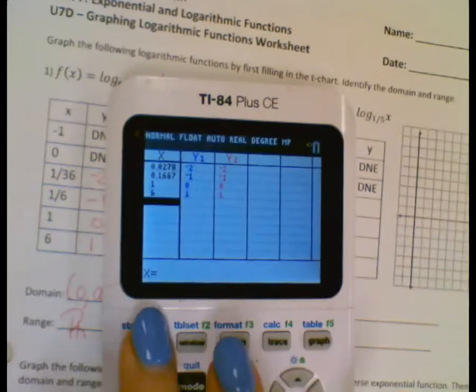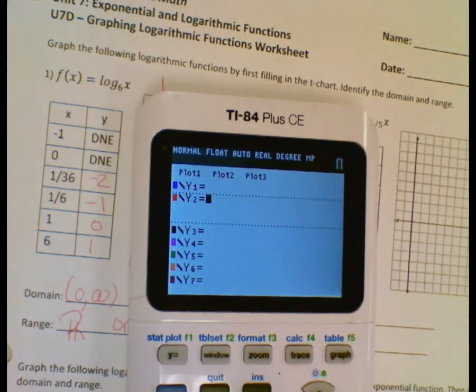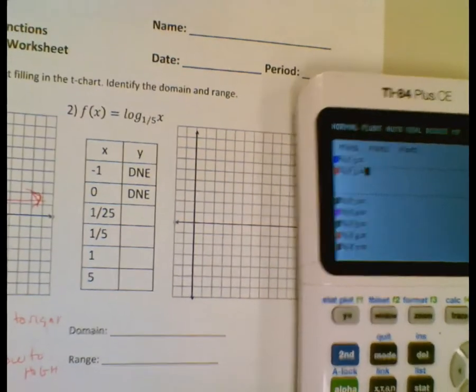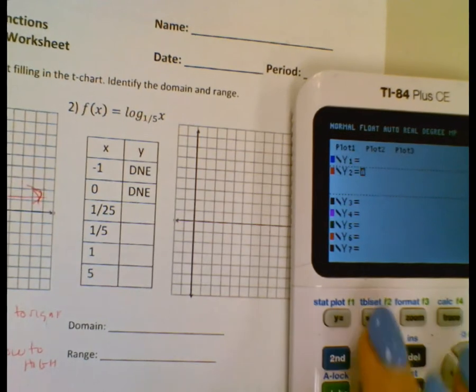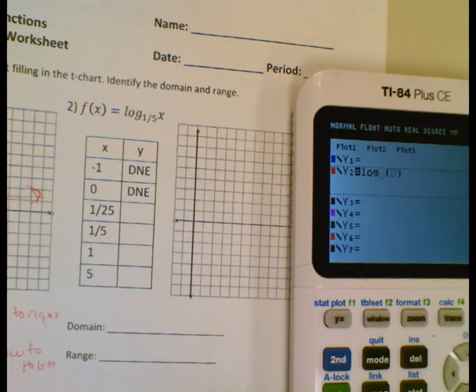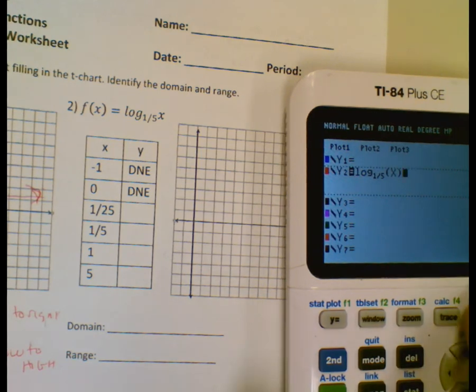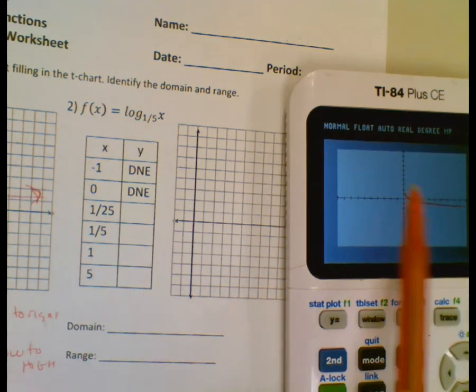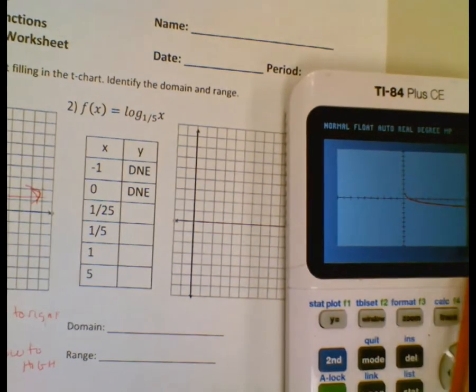So for the next one, let's clear these out. You have log base 1/5. So you have log, so it's alpha window 5. We're going to put in a 1/5. And then you're going to type in an x. And you're going to graph. Okay, so let's look what the graph looks like. So because there's a 1/5, it means it's going to go down instead of up. So it's going to decrease this.